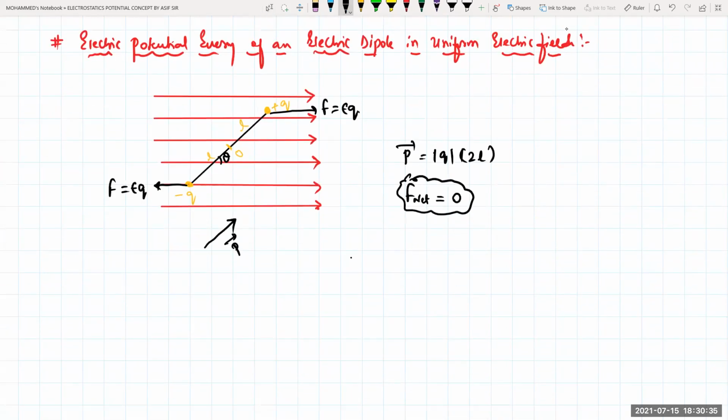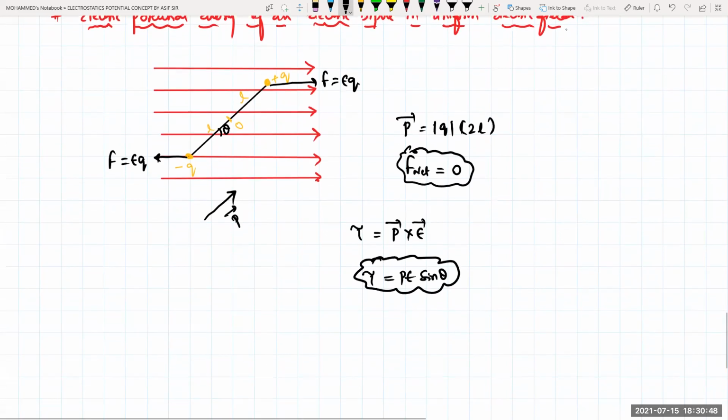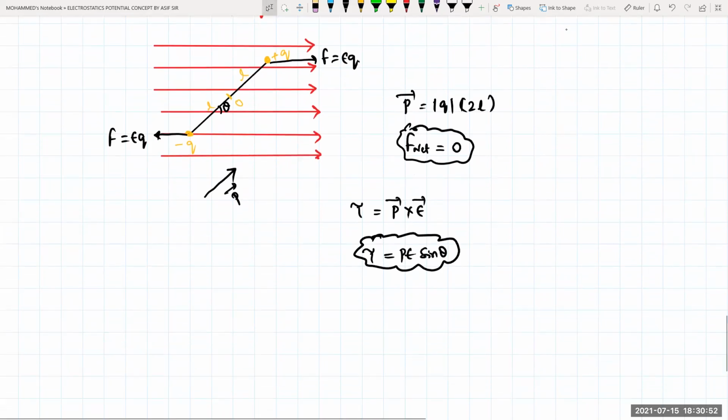Then torque acting on that one is calculated by the formula tau equals your P bar cross E bar, that is equal to P E sine theta. So torque acting on a dipole kept in a uniform electric field is tau equals P E sine theta. And this torque is always along the direction of electric field, beta.